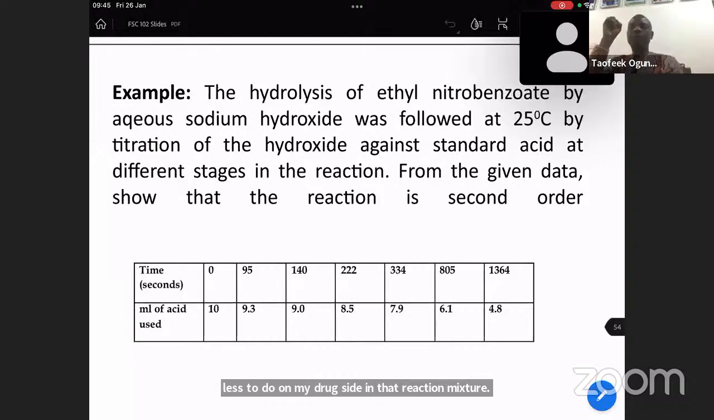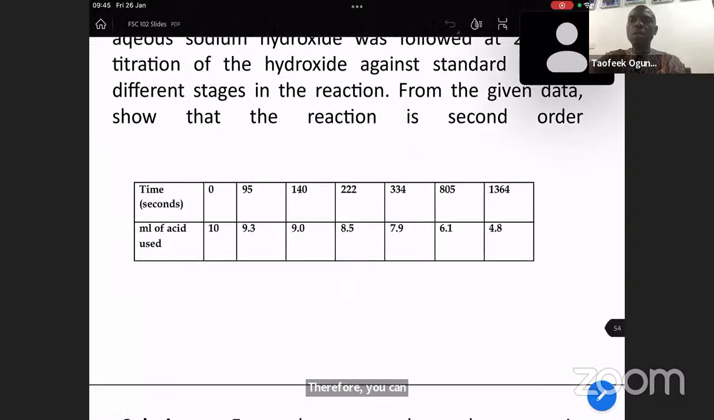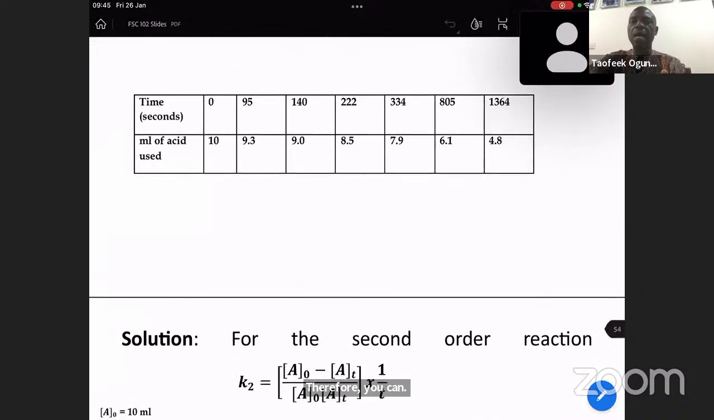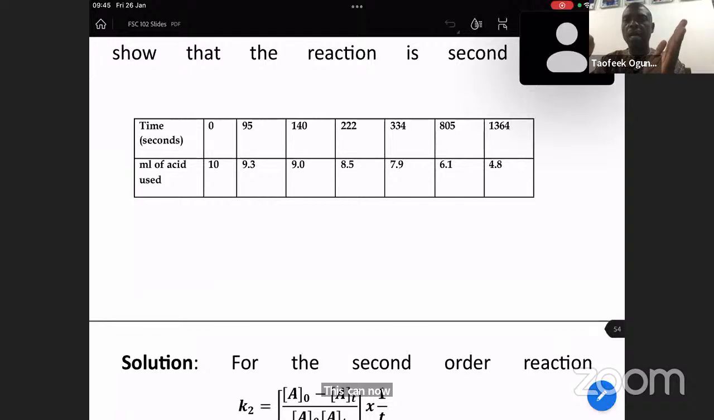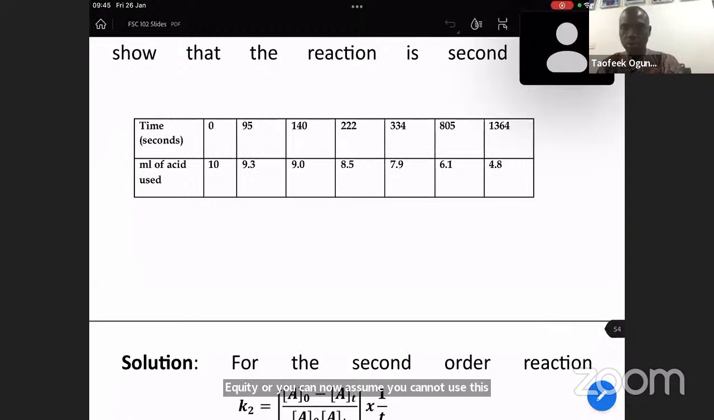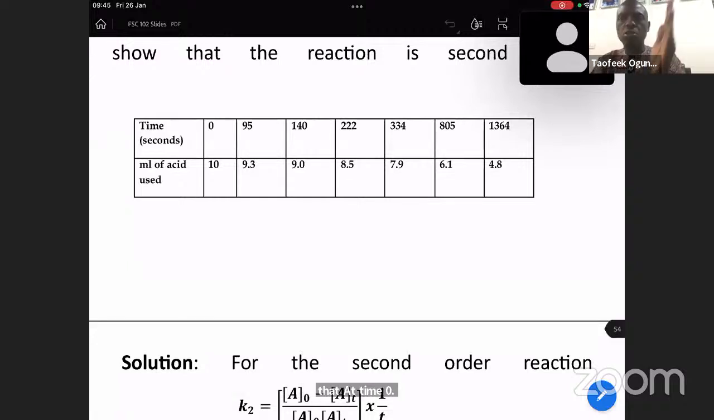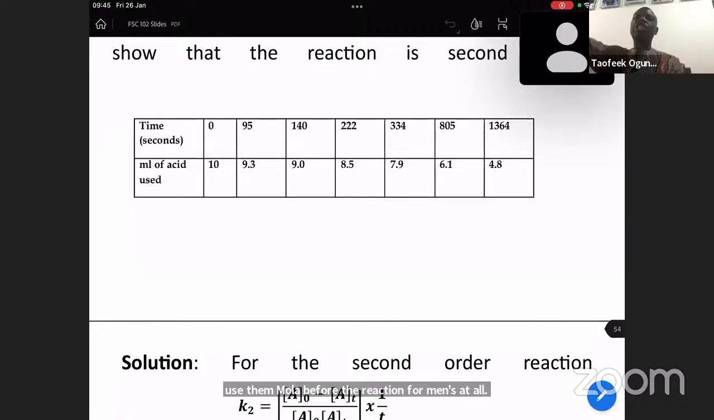Therefore, this can now be equated, or you can now assume, you can now use this volume as the concentration, because originally, at time 0, before the reaction commences at all, we used 10 molar. If you use 10 molar before the reaction commences at all, you're saying that that 10 molar is indirectly telling you the original concentration by its volume. But the volume used there is directly proportional to the concentration. So you use 10.